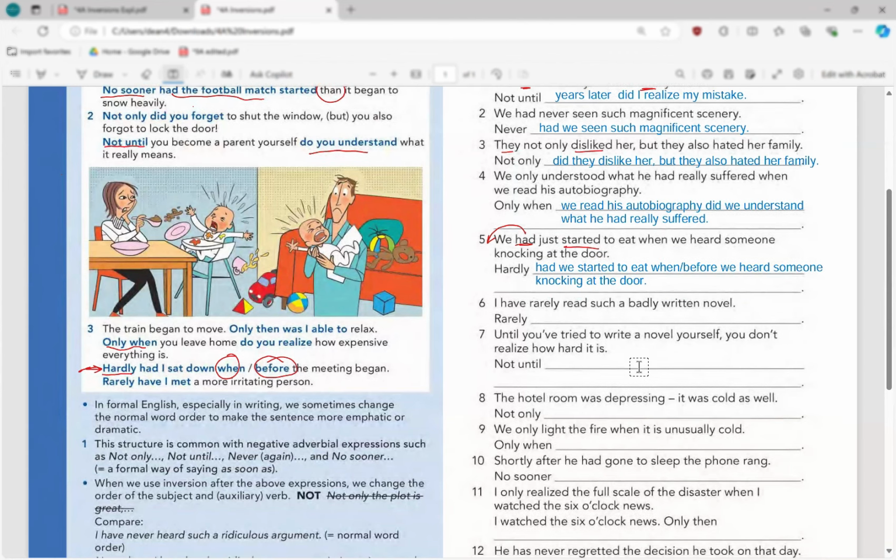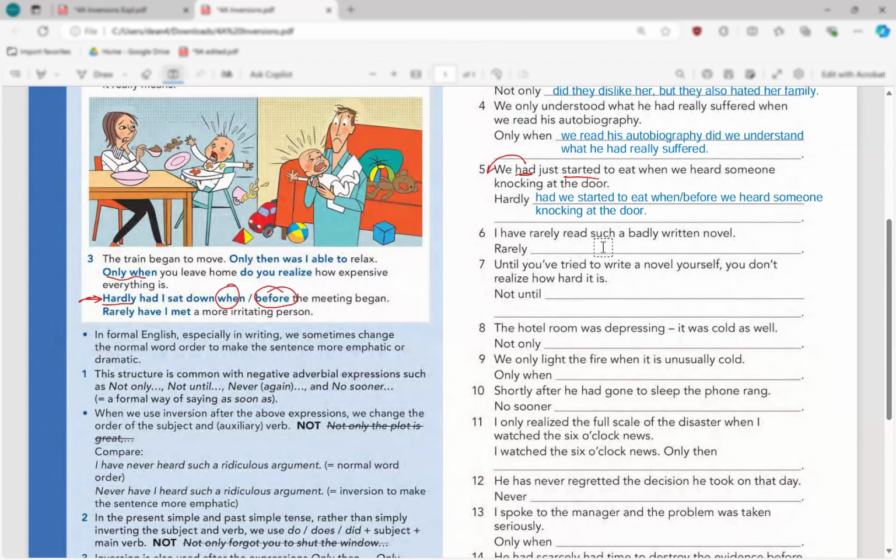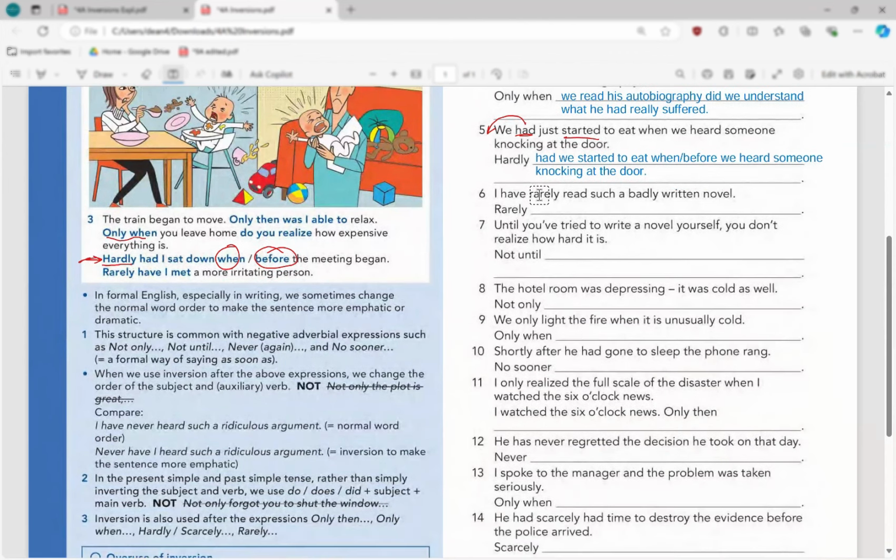Number 6. That's easy. I have rarely read such a badly written novel. So I'm going to put rarely before. So that will be inversion. I have read is present perfect. So if I want to invert, the auxiliary, which is have, has to go before the subject. So let's do that. Rarely have I read such a badly written novel.